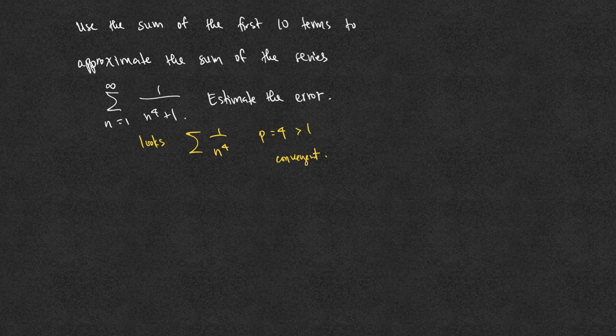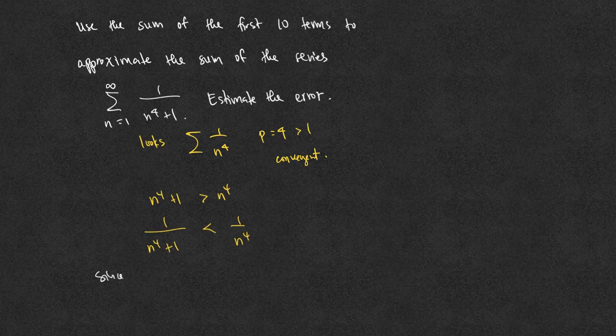But this is not good enough. We still need to show the inequality. We see that n to the fourth plus 1 is greater than n to the fourth. Therefore, 1 over n to the fourth plus 1 is less than 1 over n to the fourth power.